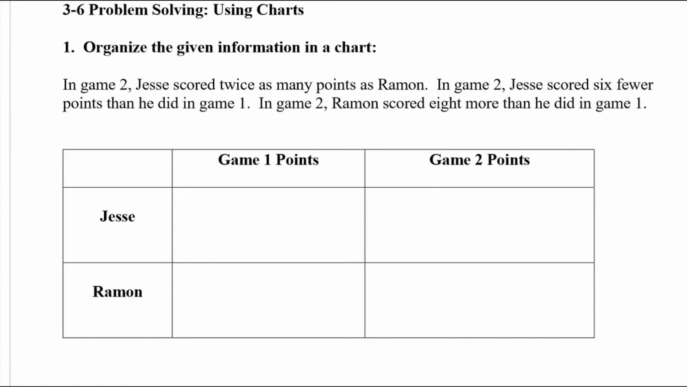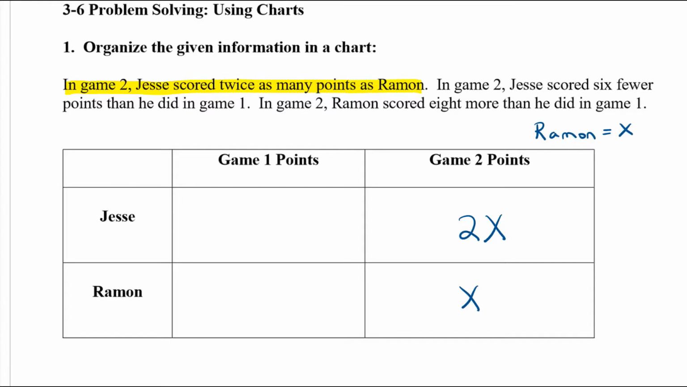So in the first sentence, we see that in game 2, Jesse scored twice as many points as Ramon. That indicates for me that if I make Ramon my x, then I can go ahead and make Jesse 2x. And that was in game 2. So I'm starting with that second column.